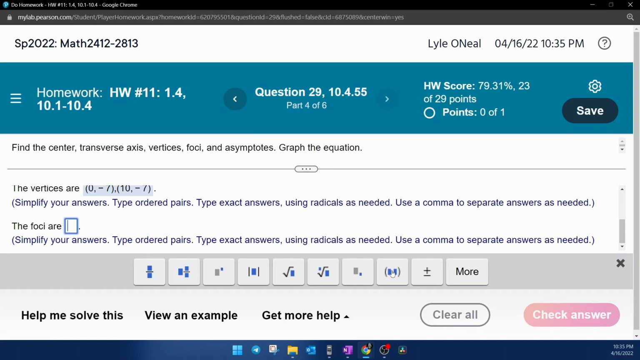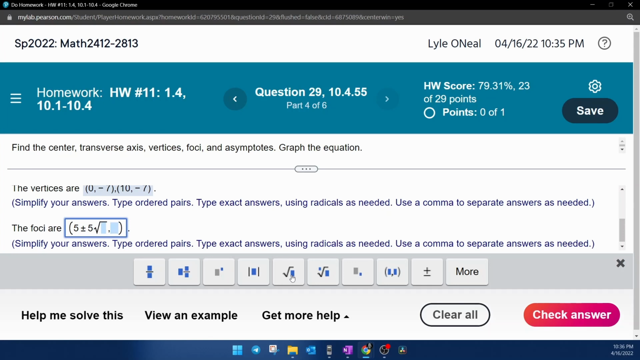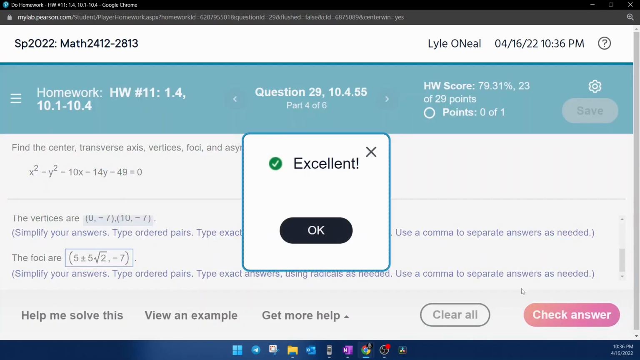And then I'm going to attempt to input these as a single ordered pair using the plus or minus tool. 5 plus or minus 5 square root of 2, comma, negative 7. And it did accept it. Yay.